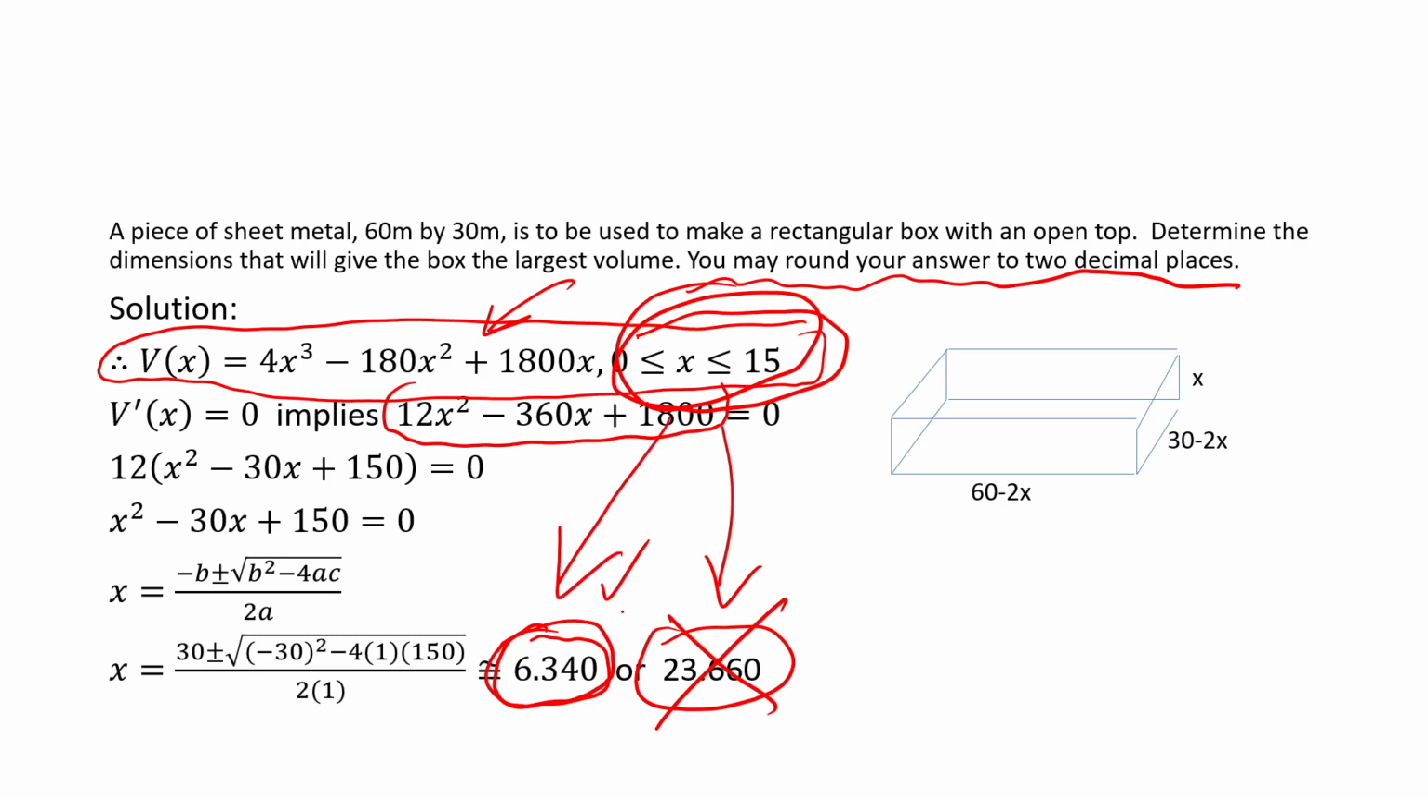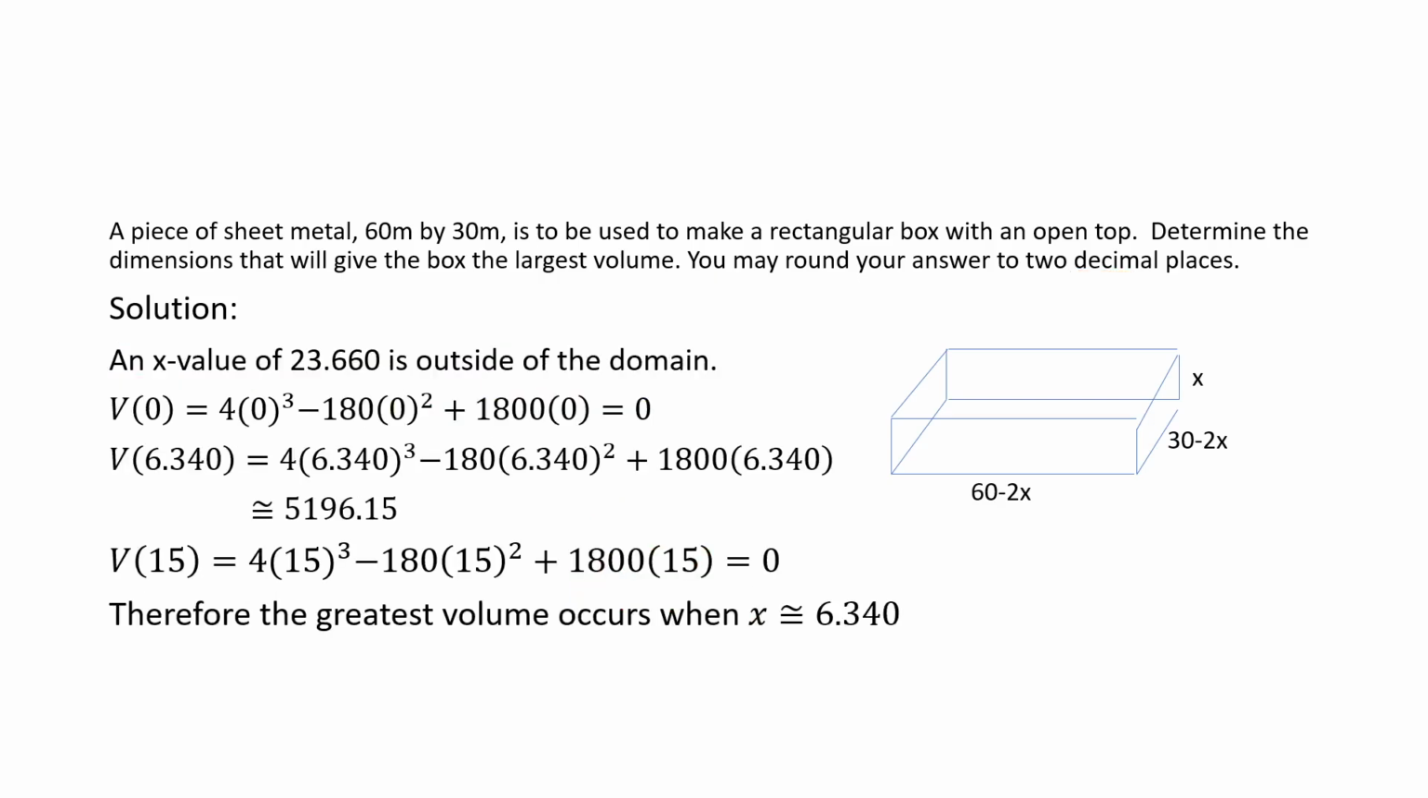That one's fine. So what we do is we imagine x equal to 0, and we determine what the volume would be using our volume formula. We imagine x equaling 6.340, and we see that our volume would be roughly 5,196.15, and we let our x be 15, and we see our volume would be 0. So we can see that our greatest possible volume occurs when x is roughly 6.340.